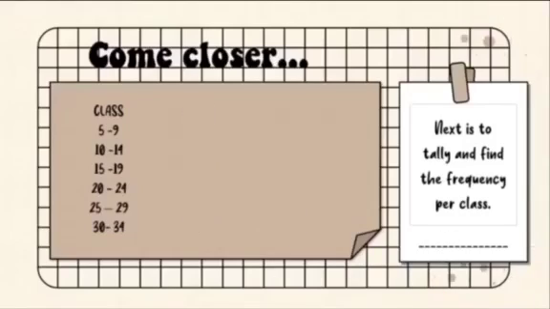In row 4, our class is 20 to 24. Under 20 to 24, our sample is 8, which are 20, 20, 21, 21, 22, 22, 23, and 23. In row 5, our class is 25 to 29. Under 25 to 29, our sample is 4, which are 25, 26, 26, and 29. Last is row 6. Our class is 30 to 34. Under 30 to 34, our sample is 1, which is 32.